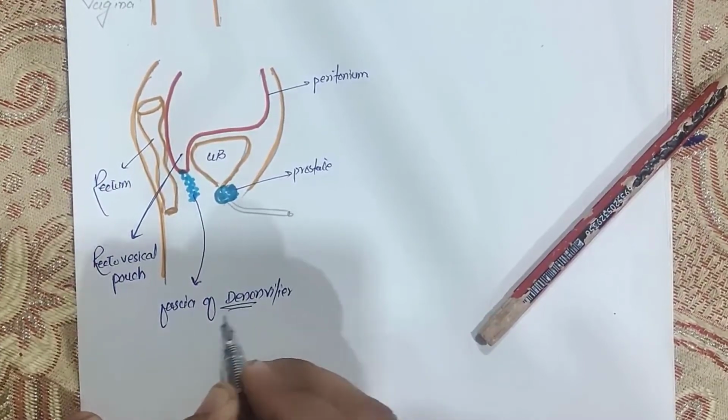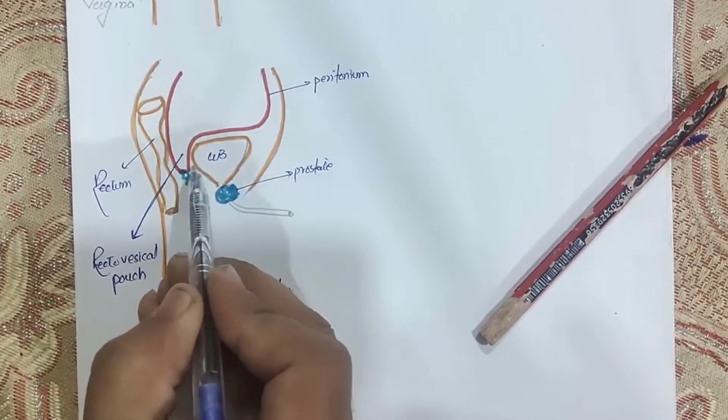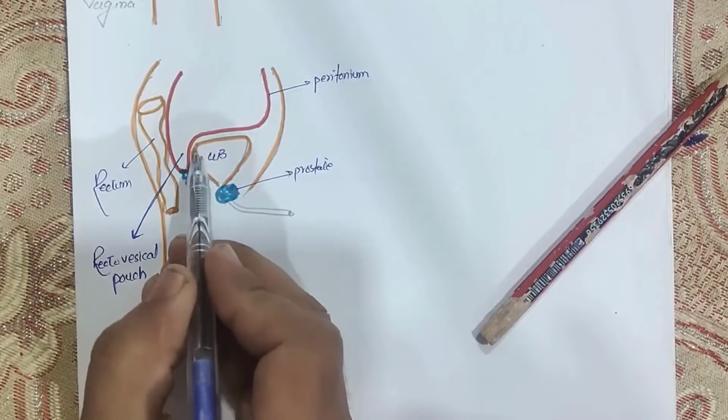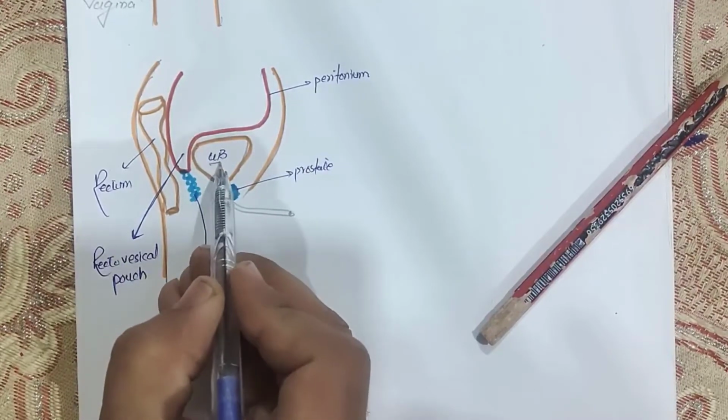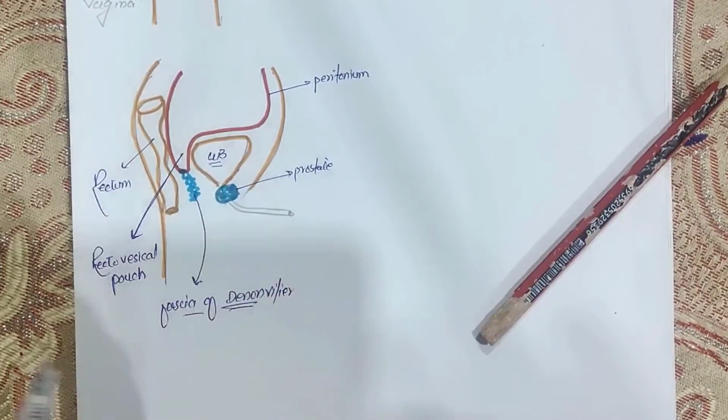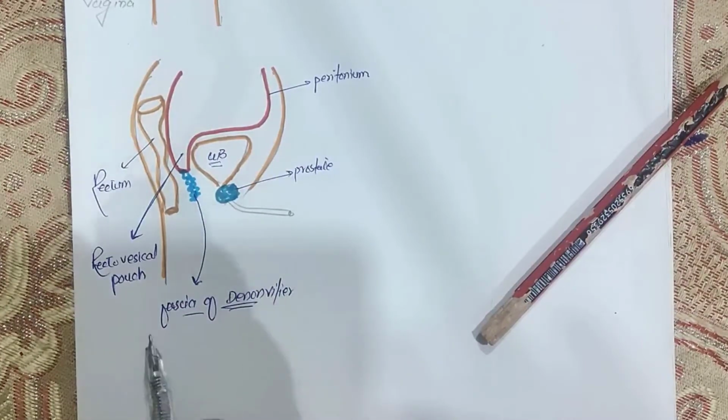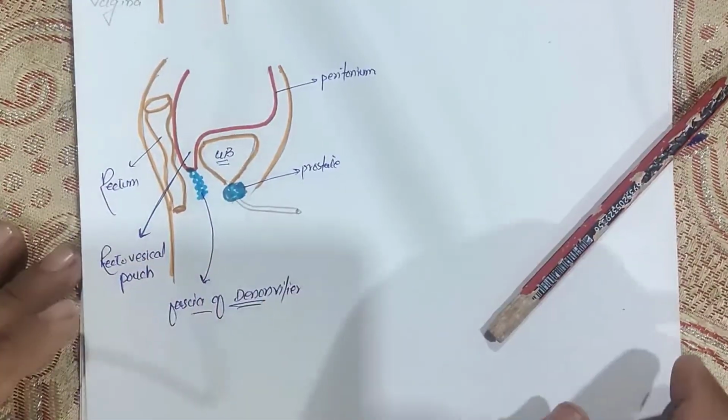Very easily. Now from these structures you can recognize what are the important structures which are in relation of the base of the urinary bladder in case of males. So very easily let us write them. Now look carefully. In case of males there are additional structures also.